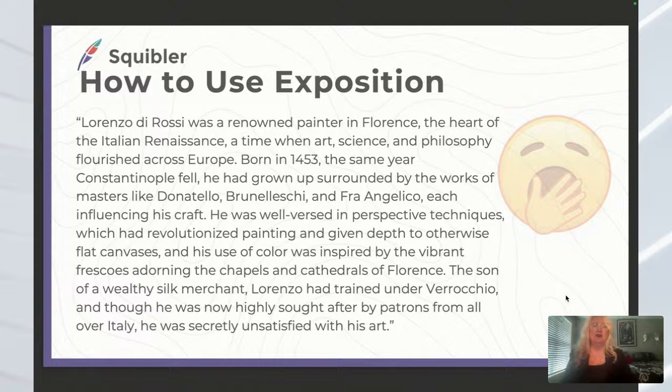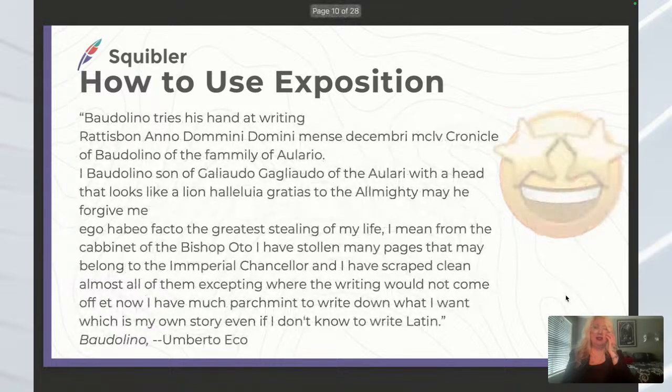Let's take a look at how someone like Umberto Eco, the famous Italian writer of The Name of the Rose, is going to have a character begin his narrative in his book Baldolino. This is a similar historical fiction setting, but you're much more engrossed in what Baldolino is going to say versus what we just took a look at. This is where Baldolino takes a hand at his writing, and he has some Latin thrown in here, but he has made up the Latin.